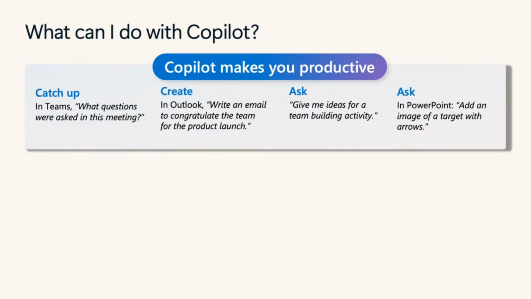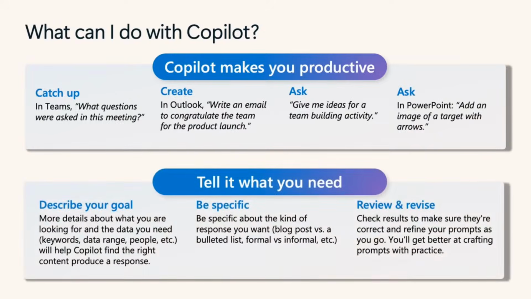When you ask these questions to Copilot, an important piece of this is that you tell Copilot what you need. There's a session later in this Tech Accelerator that goes into detail about best practices for prompting that's really helpful. But at a very high level, it's important that you always describe your goal. The more details you can provide about what you're looking for and the data you're looking for, things like keywords, date range, people, and other filters will help Copilot understand what you want and help Copilot find the right content to produce a response.